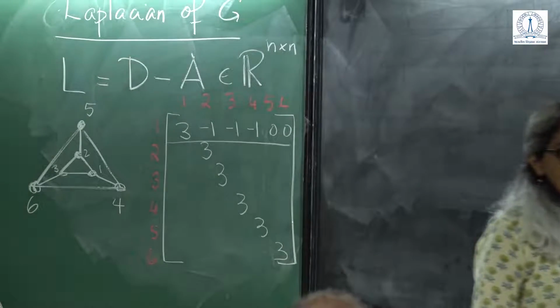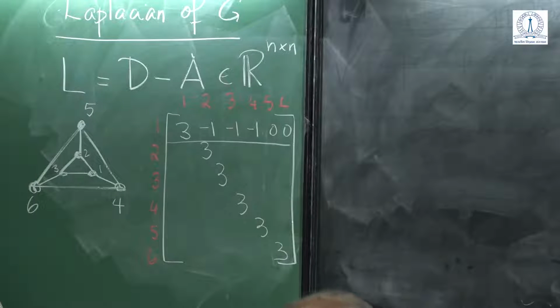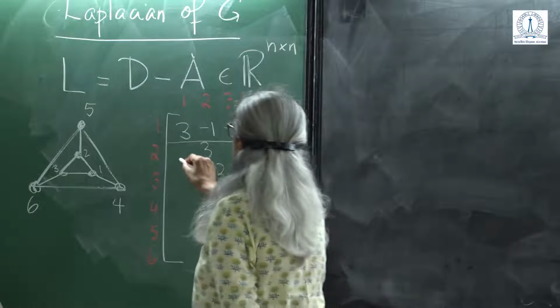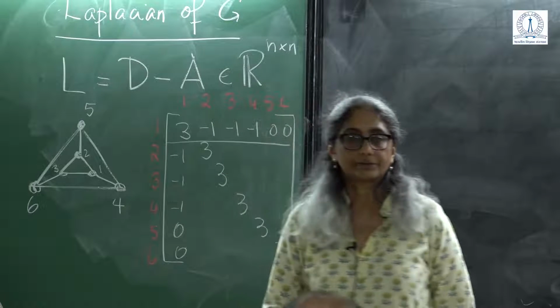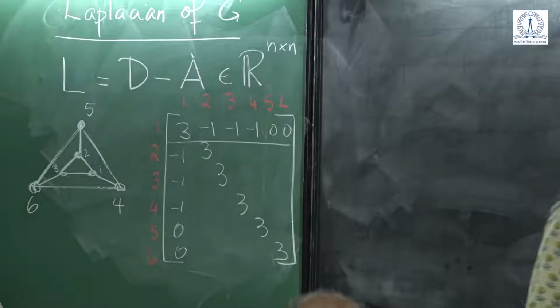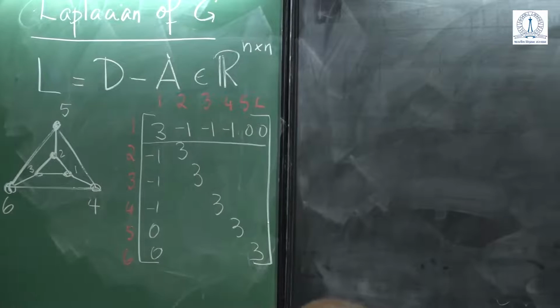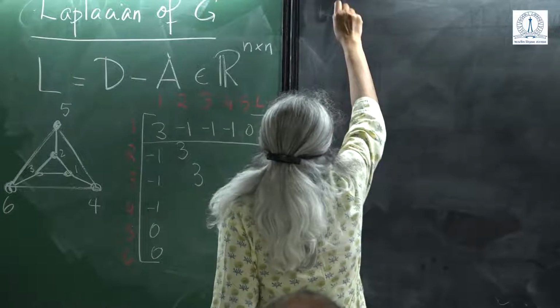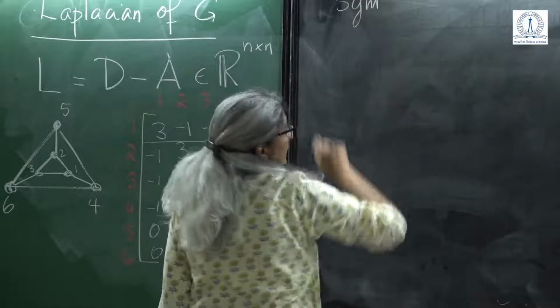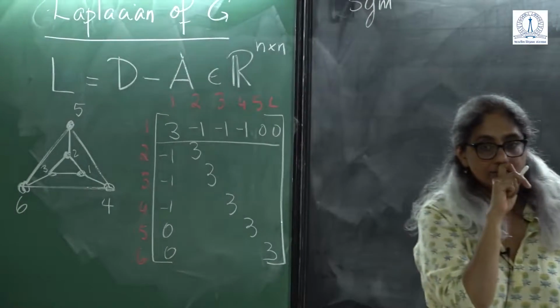Everybody okay? And now it's also symmetric. So if you go down, if you have the first row, you also have the first column. So this is also minus 1, minus 1, minus 1, 0, 0. Correct? Did I make a mistake? It's all right? Okay. Then you have to fill up the rest as well. So this is this matrix, and this matrix is also symmetric.